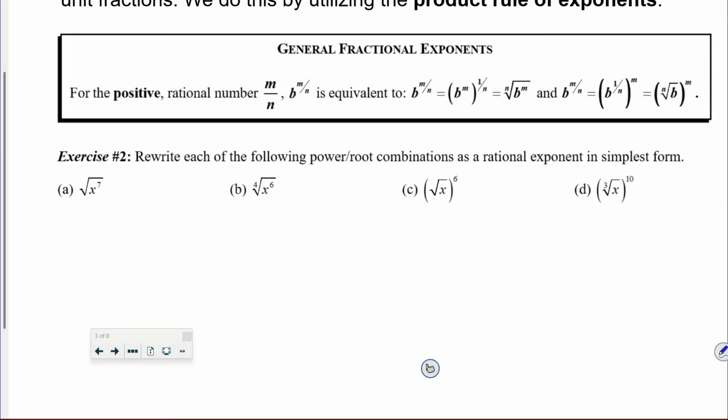For the positive rational number m divided by n, b raised to the m divided by n is equivalent to b to the m raised to the 1 over n, that is, the nth root of b to the m. Or b to the m over n is equal to b to the 1 over n, then raised to the m, which is the nth root of b raised to the m. So this is very important, okay?